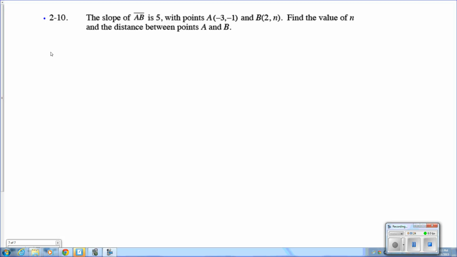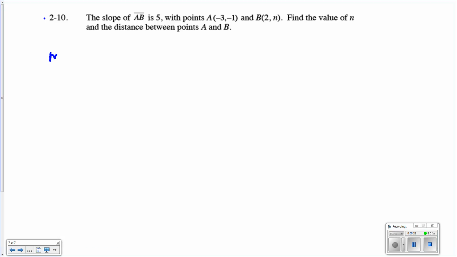For this problem, we're going to have to use our slope formula. Remember, slope is the change in y over the change in x, or if you want to look at it like a formula, y2 minus y1 over x2 minus x1. And remember, you just need 2 points. In this case, we have 2 points, one of them with an unknown value.